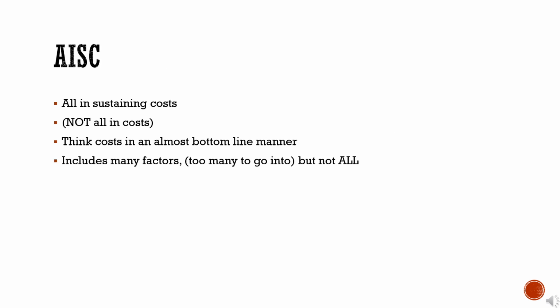As for costs, you've probably seen the term AISC. Now this stands for all-in sustaining costs, but note they are not all costs, even though they call it all-in sustaining costs. It's close, but think bottom line, think costs in an almost bottom line matter. It includes many factors, but again, not all. So if you're really looking for a cost structure, it's normally slightly higher than what the all-in sustaining cost seems to measure, but it gives you a good idea of about what you're looking at.